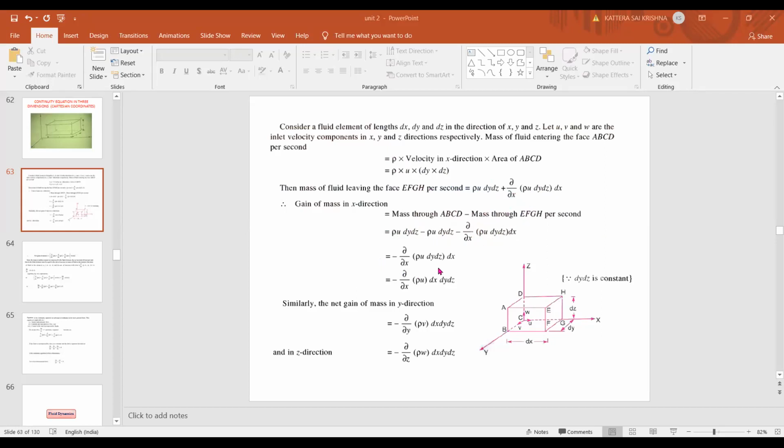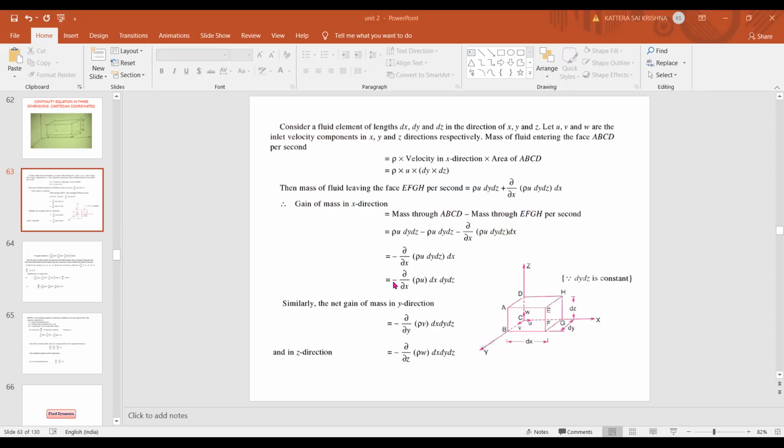Right. If you solve this again, you get minus of dou by dou x of rho into u dx dy dz. What is dx dy dz? It is the volume. Yes or no? If you multiply all three dimensions, you get the volume. So we have calculated the gain of mass in x direction up to now. Please copy up to here, and if you are finished, inform me. So the gain of mass in x direction is minus of dou by dou x of rho, the density, into u, the velocity, into the volume dx dy dz.